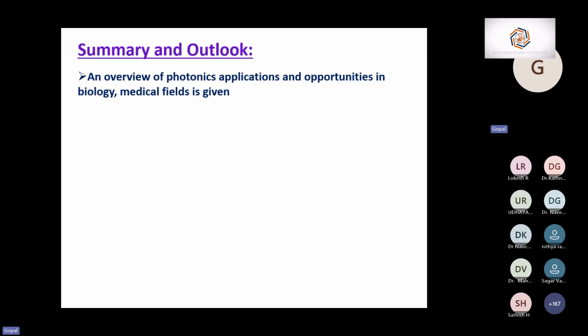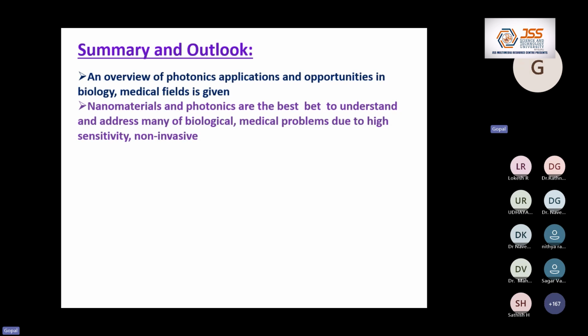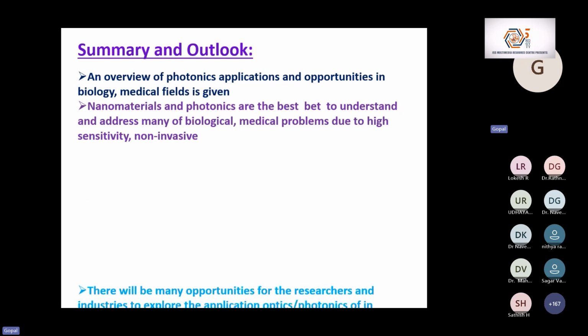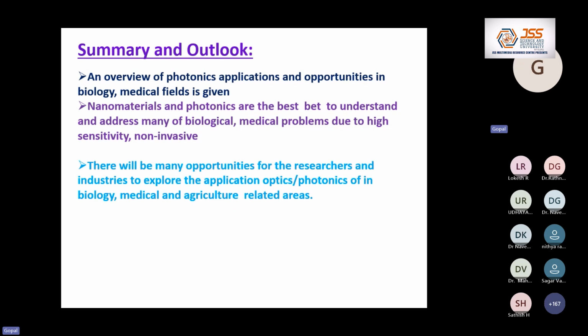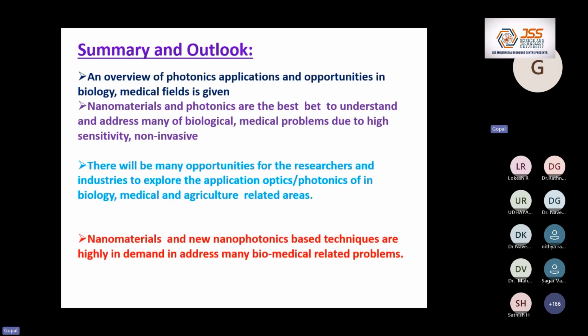And with this, I will summarize what I have talked to you. An overview of photonics applications and opportunities in biology and medical fields is given. Nanomaterials and photonics are the best bet to understand and address many biological and medical problems due to high sensitivity and non-invasive approach. There will be many opportunities for researchers and industries to explore the application of optics, photonics, and nanomaterials for biology, medical, and agriculture related areas.